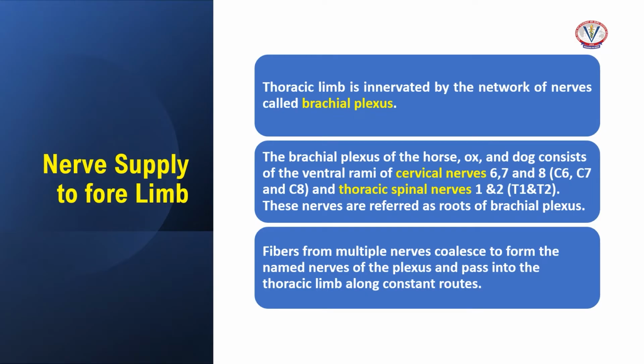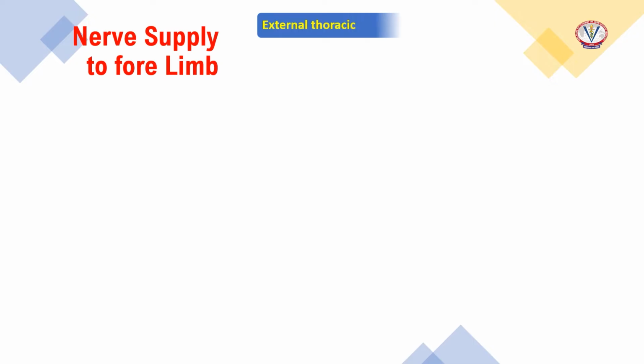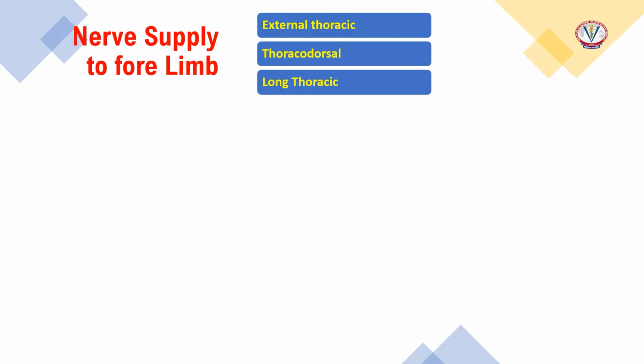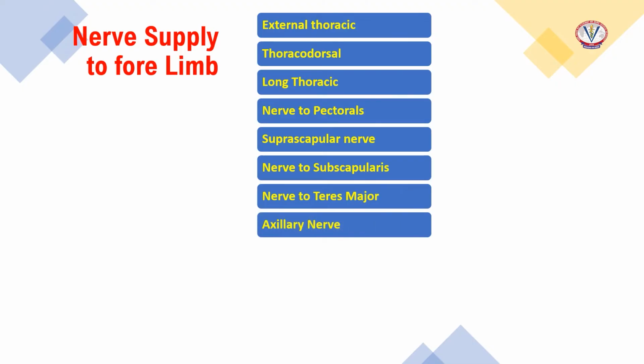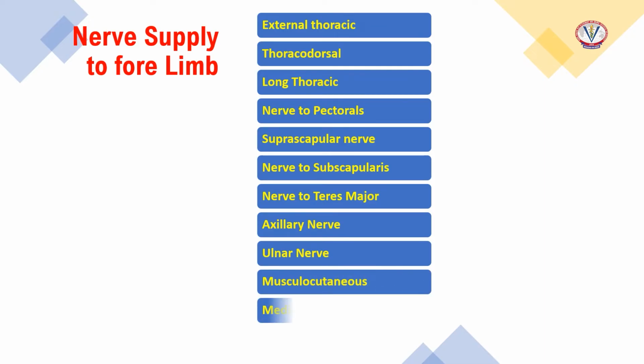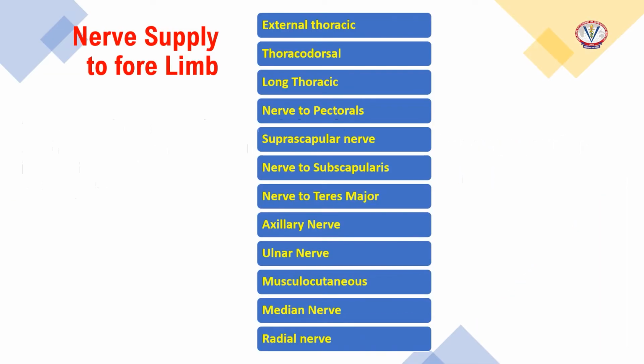Fibers from multiple nerves coalesce to form the named branches of the plexus and pass into the thoracic limb along the constant roots. There are 12 named branches of the brachial plexus. They are external thoracic nerve, thoracodorsal nerve, long thoracic nerve, nerve to pectorals, nerve to teres major, suprascapular nerve, subscapular nerve, axillary nerve, ulnar nerve, musculocutaneous nerve, median nerve and the radial nerve.